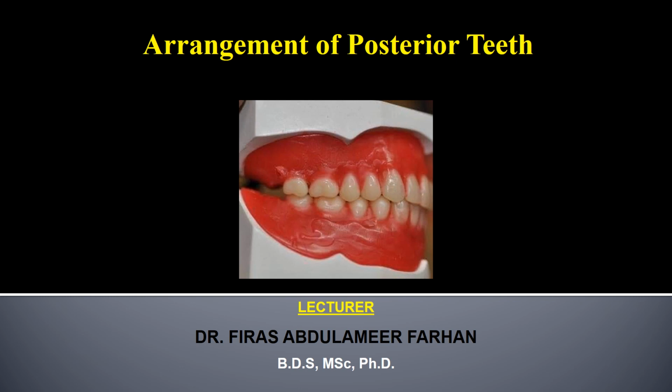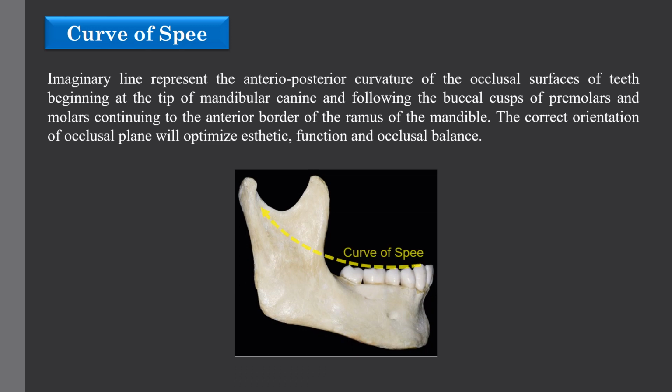Prior to arrangement of posterior teeth, we must understand some of the following definitions or concepts which are related to posterior teeth arrangement. The first definition or concept is the curve of Spee. It is an imaginary line representing the anterior-posterior curvature of the occlusal surfaces of teeth, beginning at the tip of the mandibular canine and following the buccal cusps of premolars and molars, continuing to the anterior border of the ramus of the mandible. The correct orientation of the occlusal plane will optimize aesthetic function and occlusal balance.